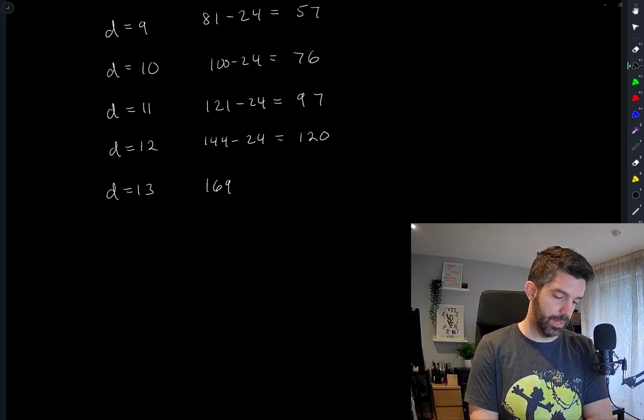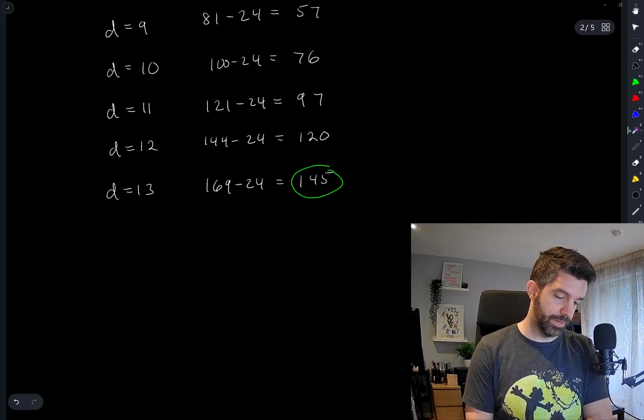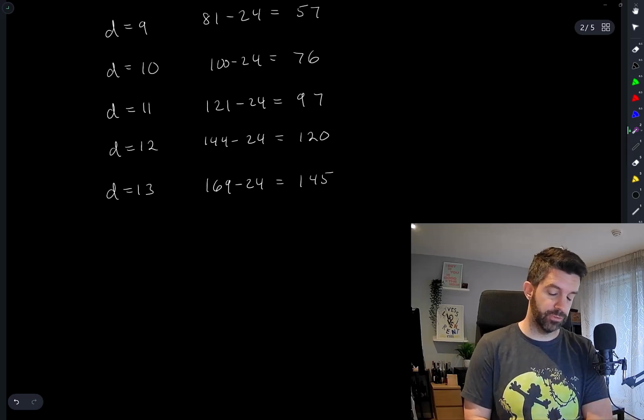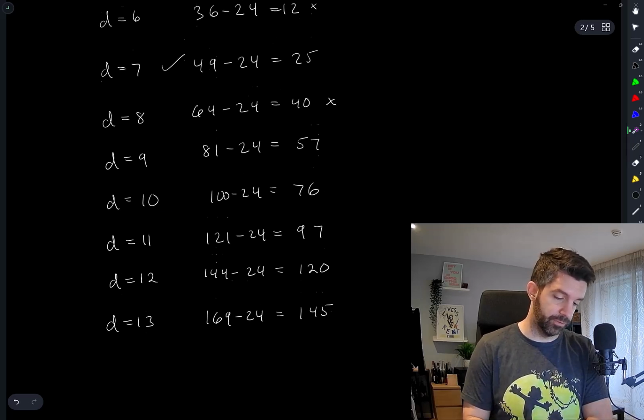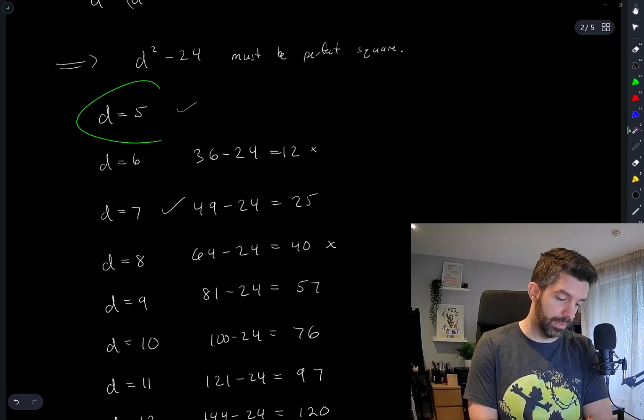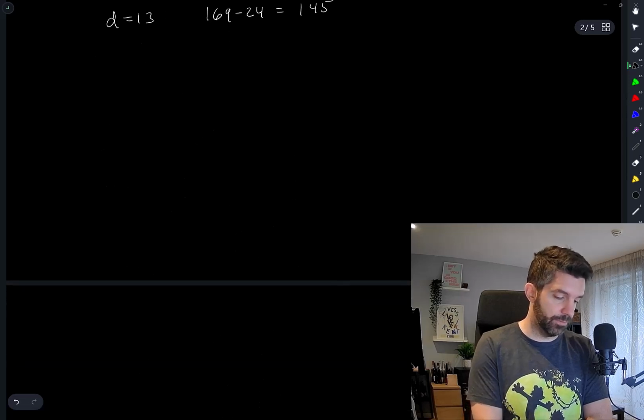So 169 minus 24 is equal to 145. And this is greater than the next possible square. So any number above 13 that we sub in here, d squared minus 24, will be greater than the previous square. So it could never be a previous square. So there's only two values of d that work here, 5 and 7. So let's work with d equals 5 first.